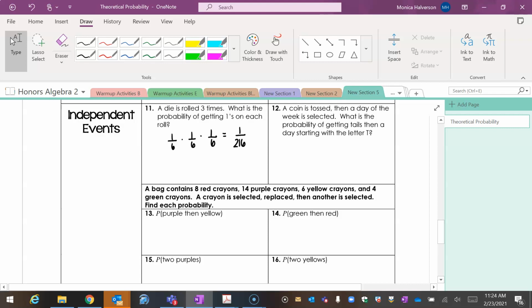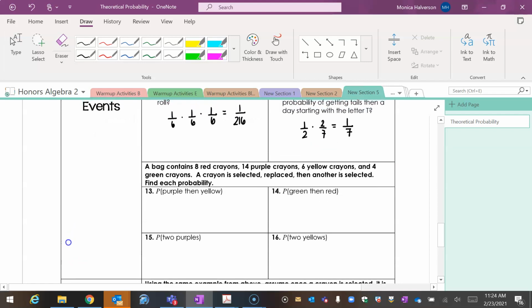So the probability of getting a tail is 1/2, and the probability of picking a day starting with the letter T is 2/7. So that compound event probability is 1/7. Now I'd like you to do the next 4 on your own.